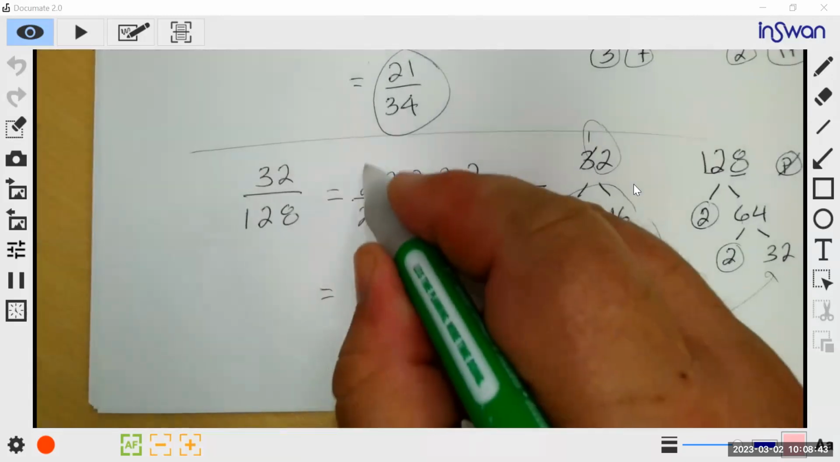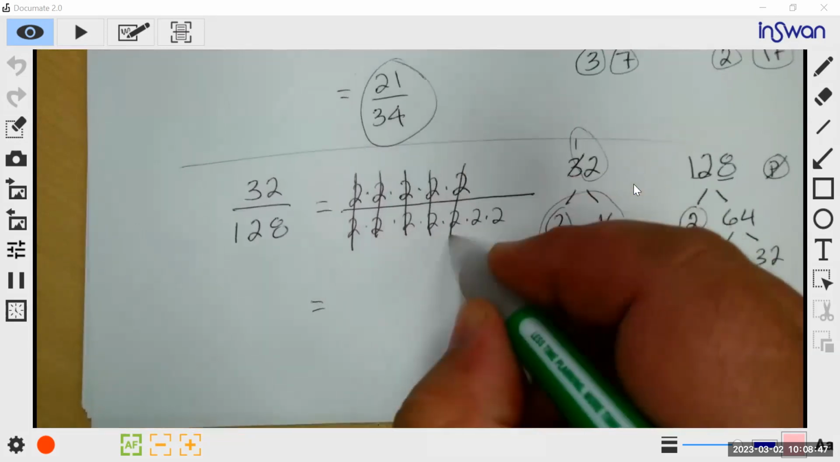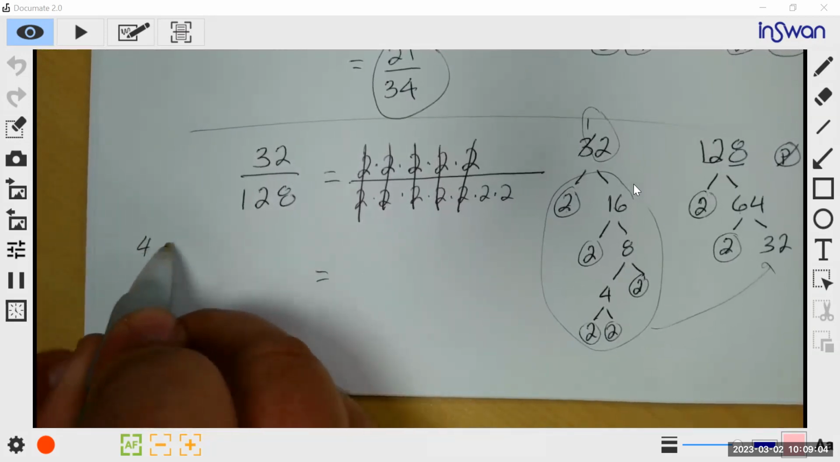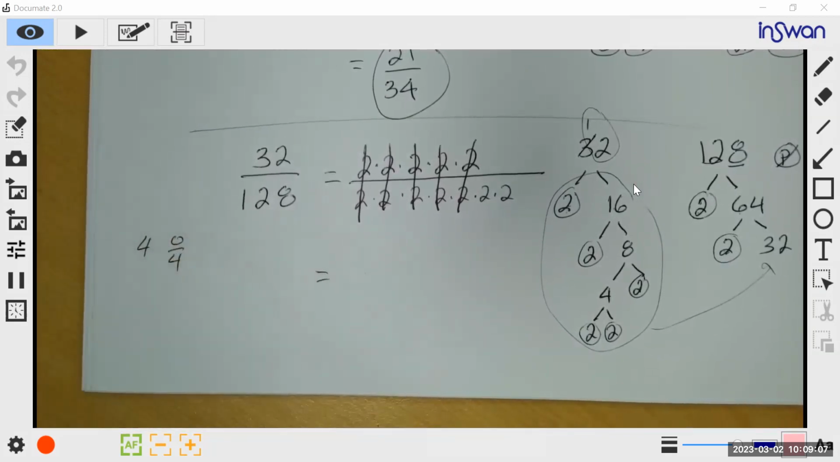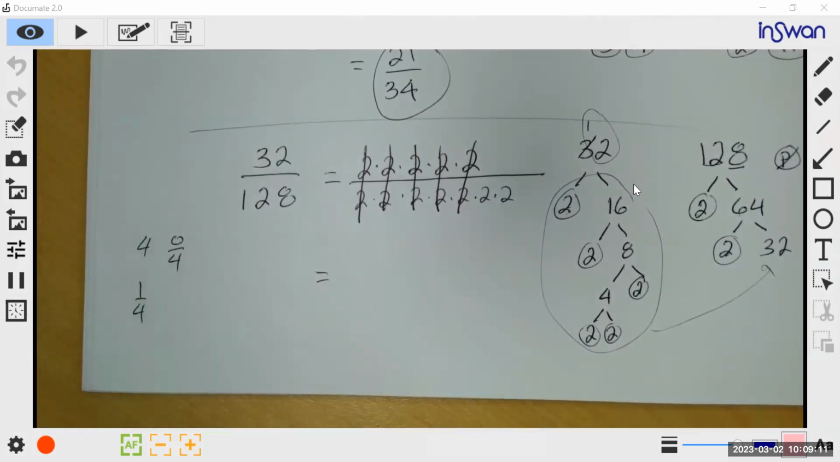Reduce. The 2's cancel, the 2's cancel, the 2's cancel, the 2's cancel, the 2's cancel. What are we left with? What's the final answer? Okay, so far we had 4. We have 0 over 4. What else? 1 over 4. Yeah. What else? And the answer is 1/4.